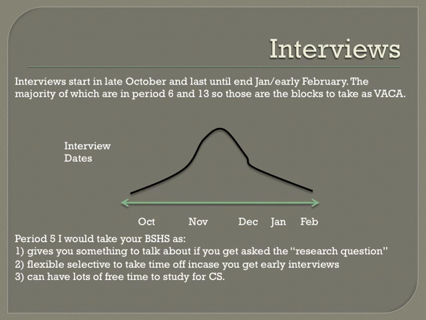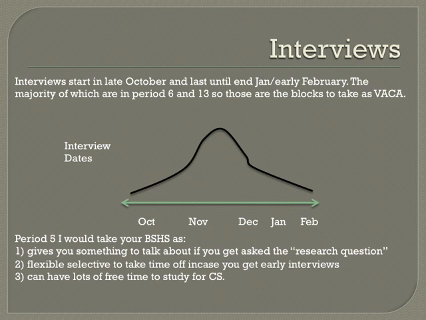So I try to kind of do a standard deviation curve. It looked very sloppy on PowerPoint, but that's me trying to plot out roughly where my interviews were. I had some that were in early November, I had some that were in early January, but the bulk of them were late November, early December. I would say out of the 12 that I went on, 9 or so of them were late November, early December. So period 5 and 6 is when to take off for vacation months.